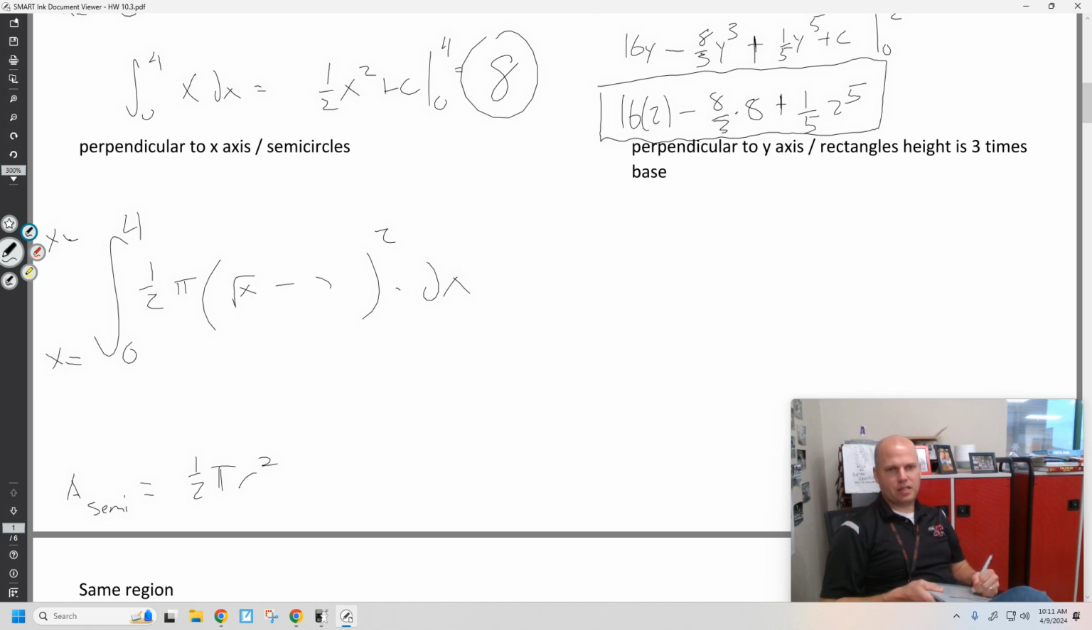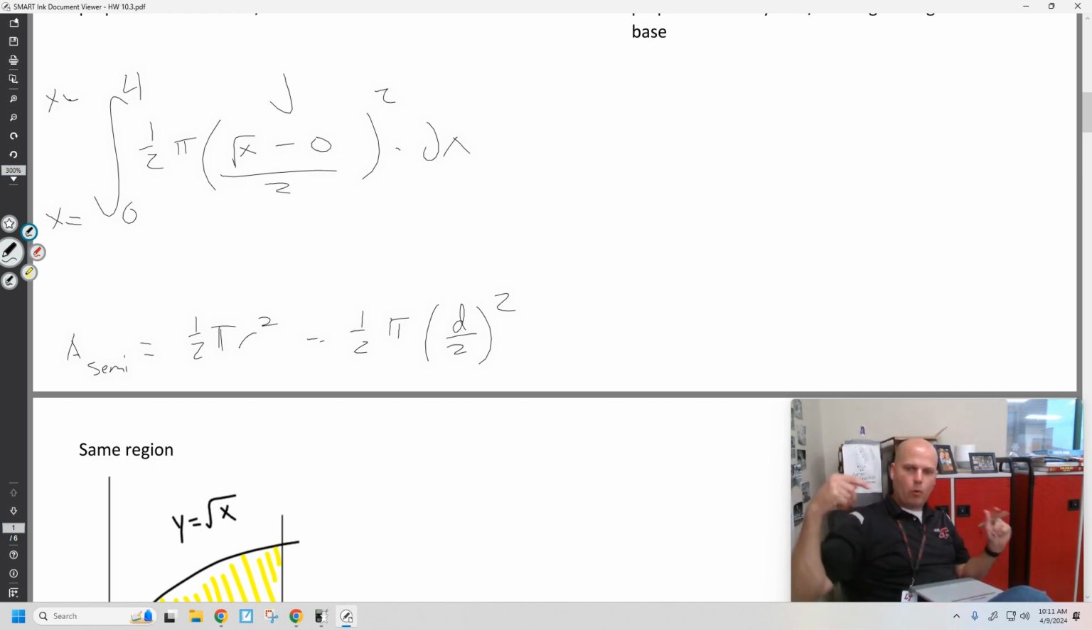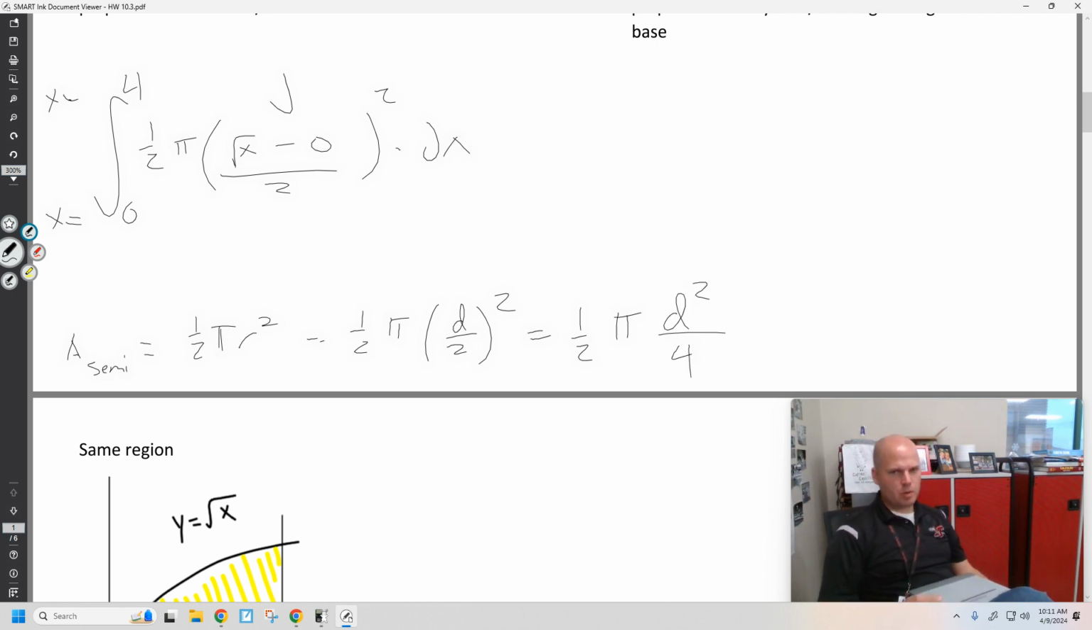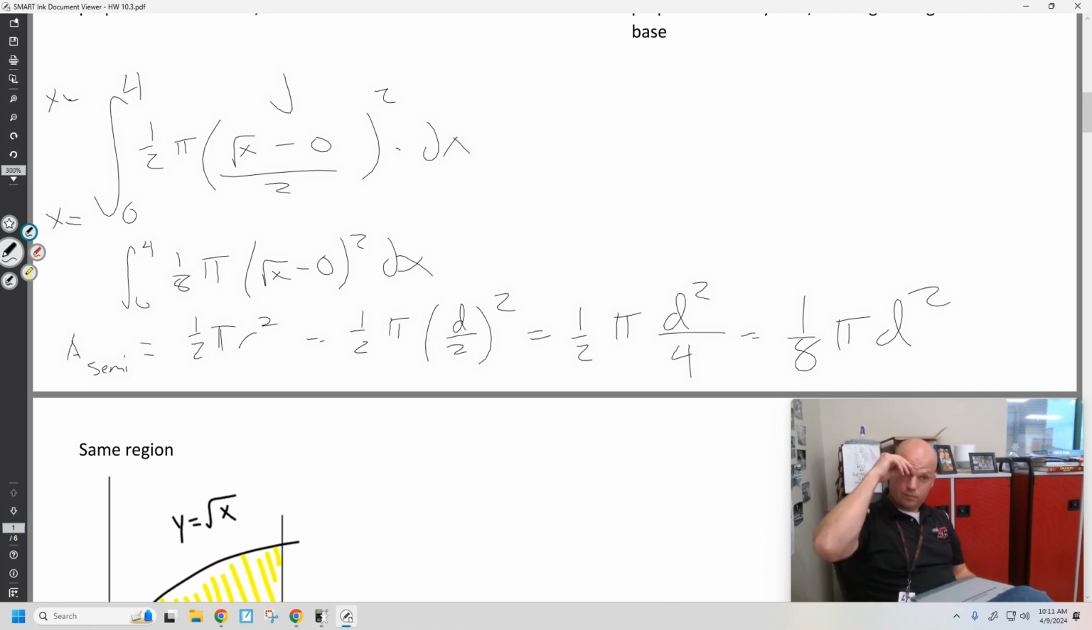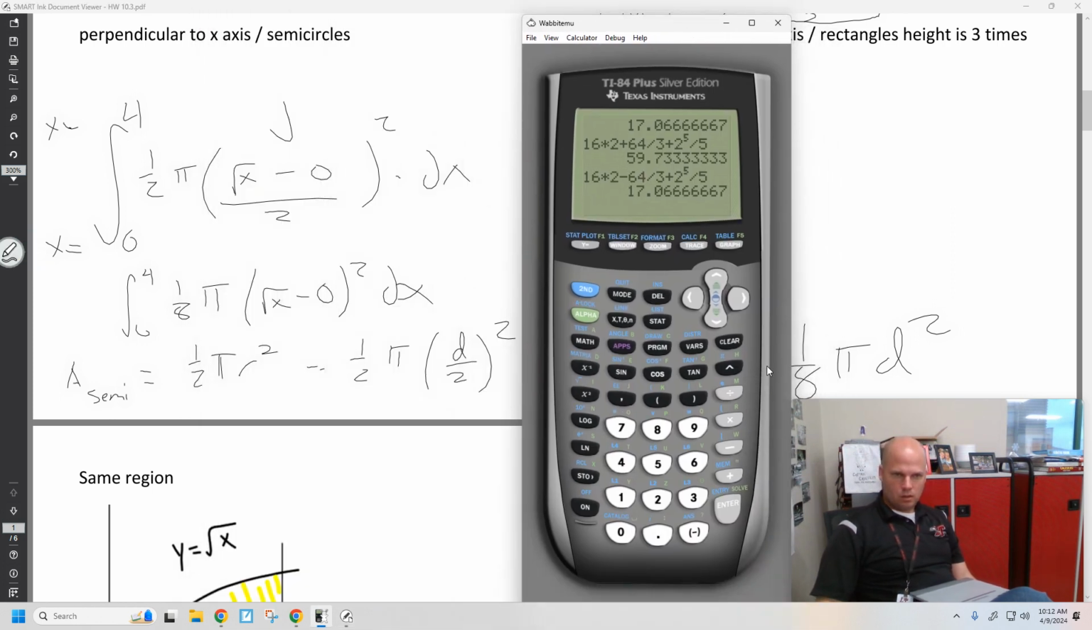So the whole root x minus 0 squared is going to be wrong. So what we can do is say that's a diameter divided by 2 squared. We could take this and divide it by 2, and that's good. But we talked about in class, and this is something that if you want to use, it's great because it's easier to type into your calculator. You can simplify this formula to be 1/2 pi d squared over 4, which is 1/8 pi d squared. You could type this in, or you could type in 1/8 pi d squared. Okay, so either type in 1/2 pi root x over 2 squared or 1/8 pi root x squared. Let's do it. We're going to get the same answer.